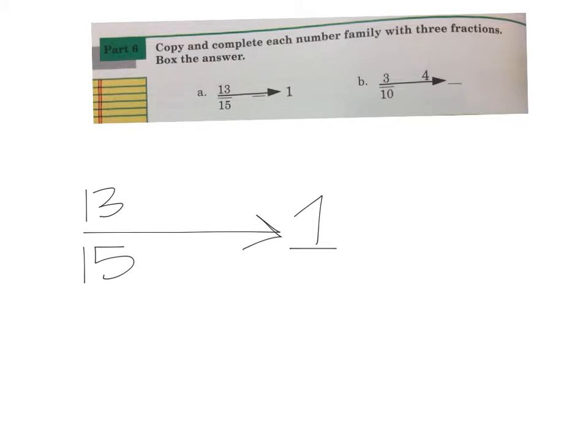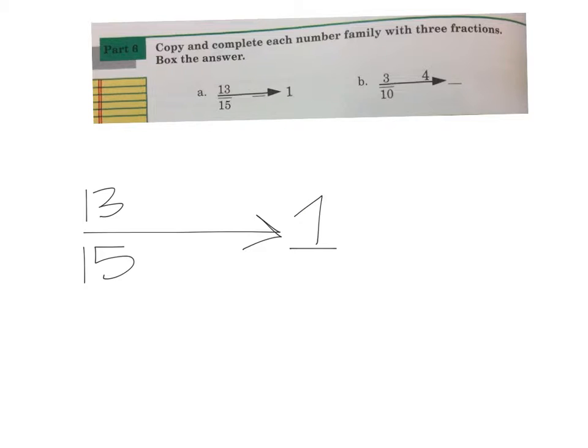So I need to change that number 1 into a fraction, and what I already know is that the bottom number for this number family has to be 15. So I can't just do 1 over 1, because even though that's a fraction, when I do a fraction number family, all of my bottom numbers have to match, so this wouldn't be very helpful. So what I'm going to do is I have to change this 1 into a fraction that has the bottom number of 15.